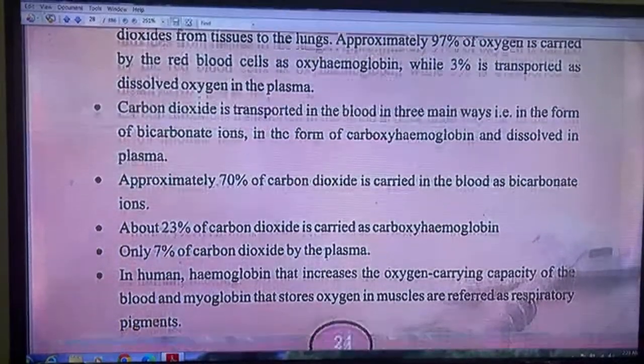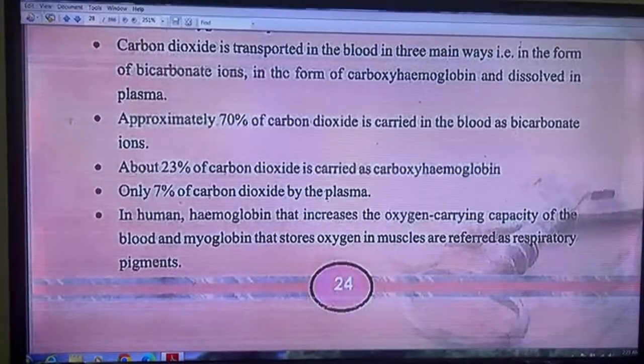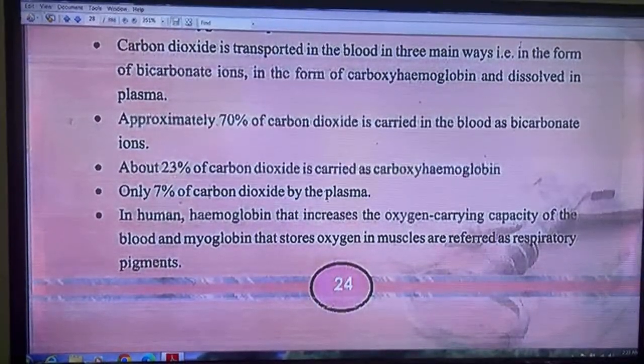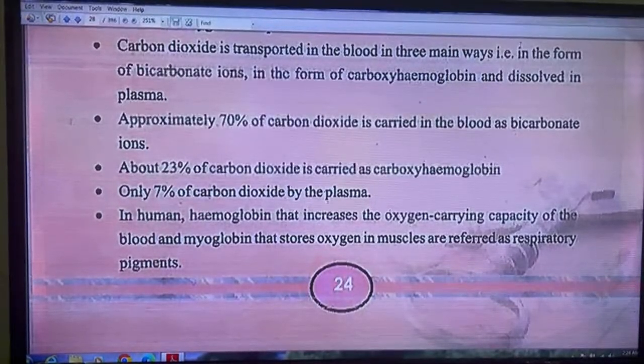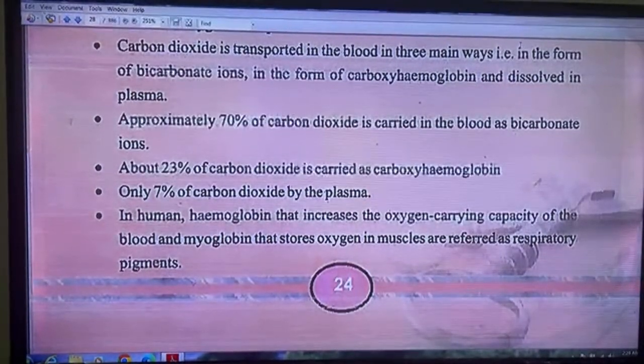Approximately 70% of carbon dioxide is carried in the blood as bicarbonate ions. About 23% of carbon dioxide is carried as carboxyhemoglobin, only 7% of carbon dioxide by the plasma. In humans, hemoglobin that increases the oxygen carrying capacity of the blood and myoglobin that stores the oxygen in muscles are referred to as respiratory pigments.